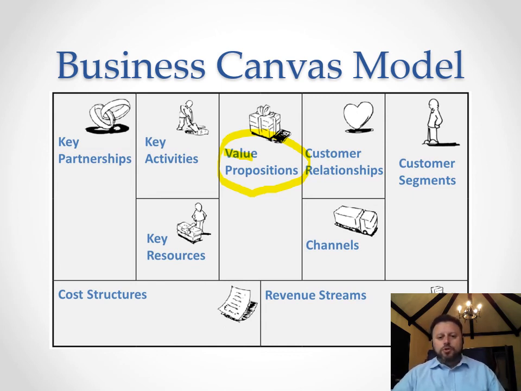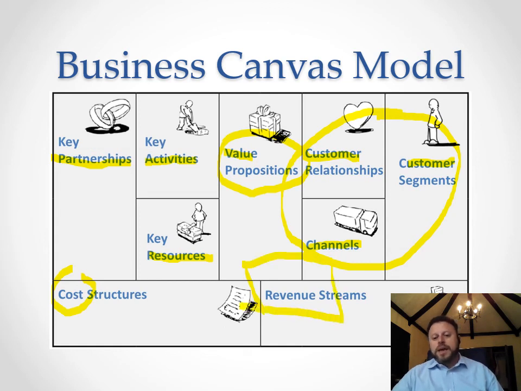Then we pretty much look at our customers, right? This is the who do we sell to, and where. Who and where. Then we're going to look at what do we do? What are our activities? What resources do we have? Do we have any partnerships? And then at the very end, we start talking about money. What's our cost? And then finally, how are we going to make money?